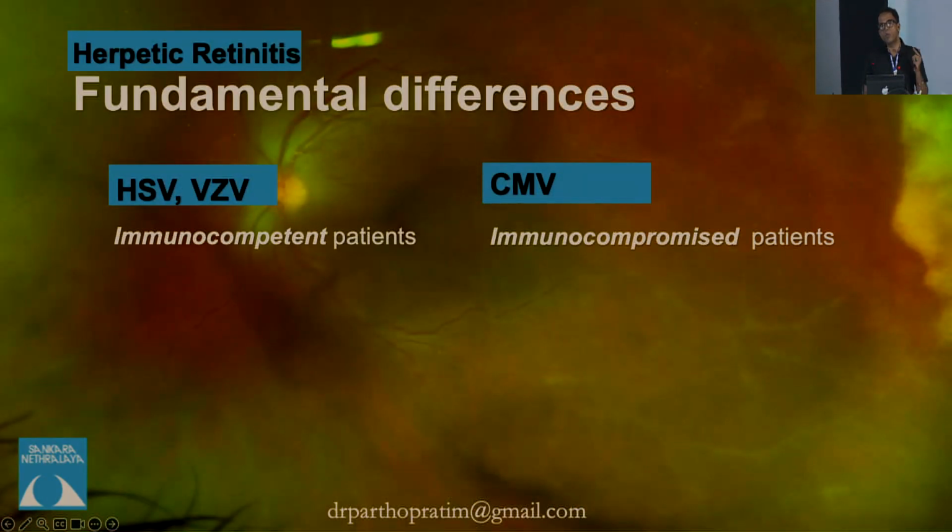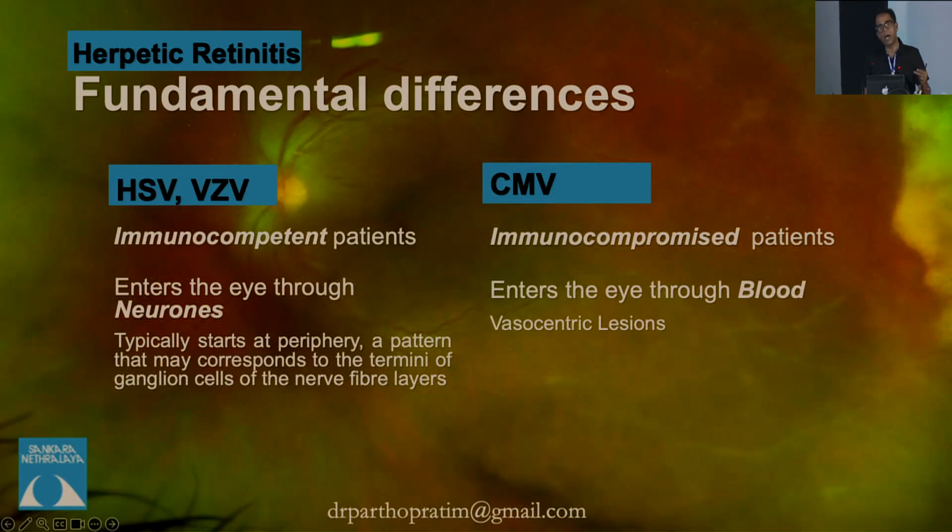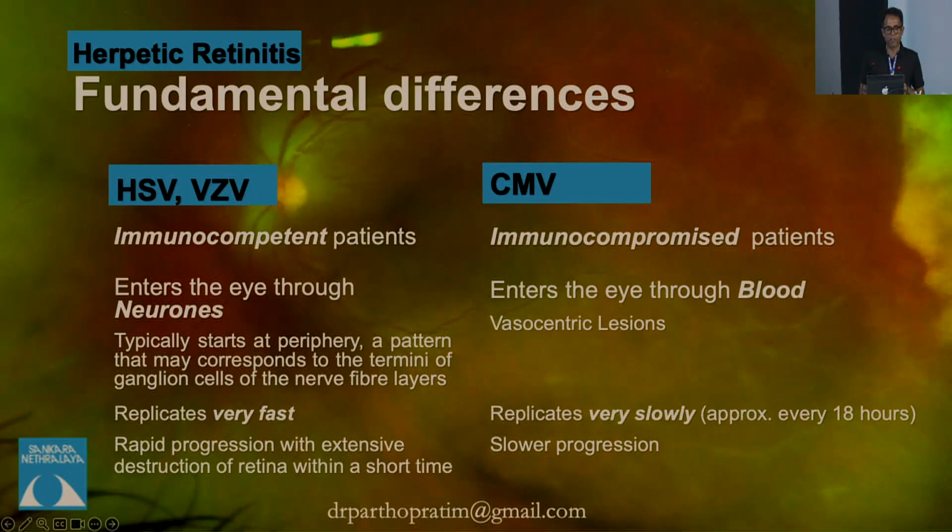So now, as a postgraduate, this table is very important, like how to differentiate between HSV, VZV and CMV. CMV is primarily seen in immunocompromised patients, and if you see the mode of transmission, CMV occurs through the blood. It is mainly the vasocentric lesions you can see, whereas in HSV and VZV, it starts from the periphery, a pattern that corresponds to the termini of the ganglion cells of the nerve fiber layer. HSV and VZV replicate very fast. If you do not start the treatment, it will finish off the entire retina in maybe three to four days.